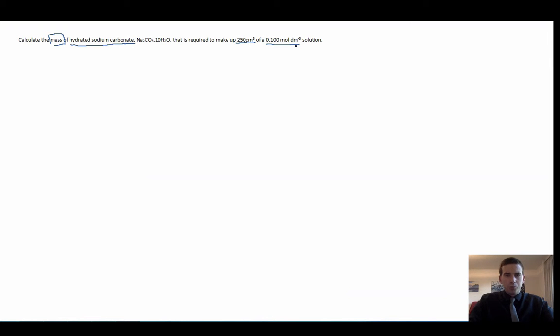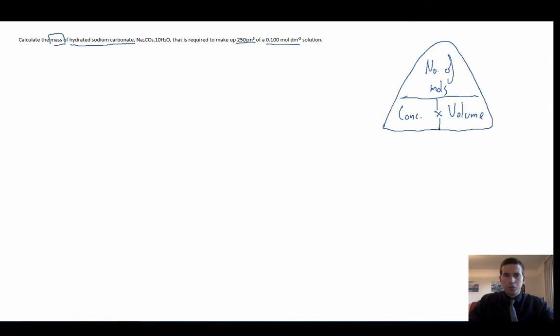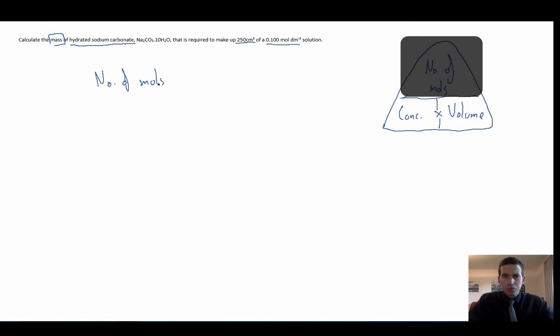So, just like usual, start with the information you're given. So we have got volume and concentration of our chemical. So I'm just going to draw in the triangle just to remind us. Okay, so we have concentration, we have volume. Therefore, we should be looking to work out the number of moles, which is normally the first step in the calculation anyway. So if we cover number of moles, we need to put the concentration and multiply it by the volume. So let's put in our numbers.